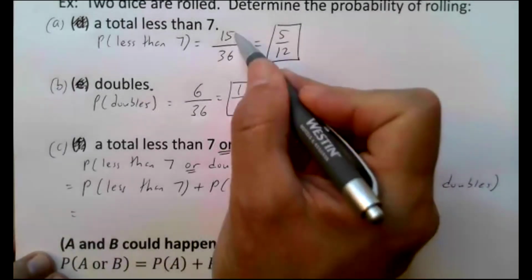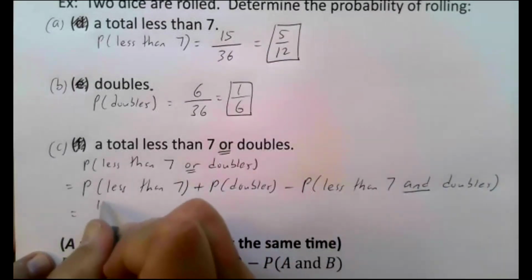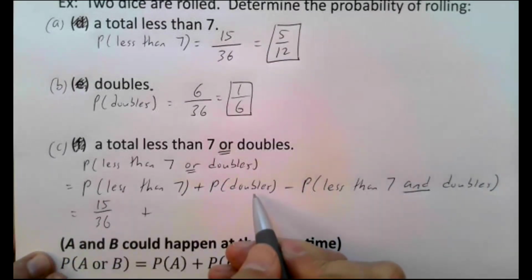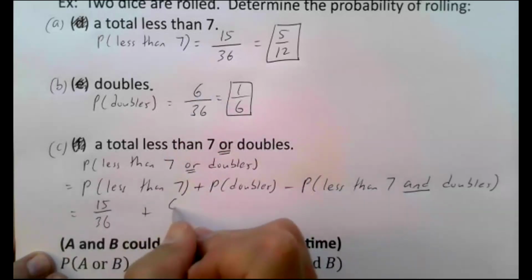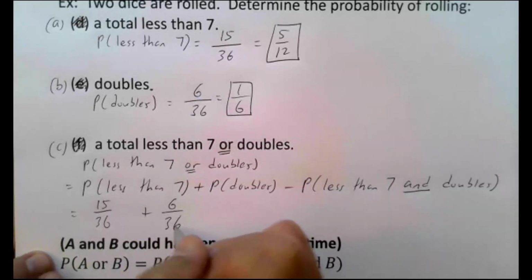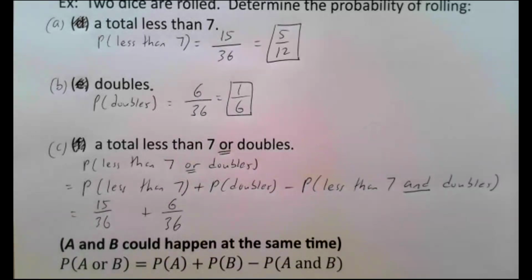So the ones that were less than 7, we said earlier that was 15 out of 36. The ones that were doubles, we said right there that was 6 out of 36. And the common mistake would be to just stop right there. 15 plus 6 is 21. The common mistake would be to say 21 out of 36, but that's too many. There's not 21 out of 36 because some of them we counted twice. Some of them we counted in both groups, right?